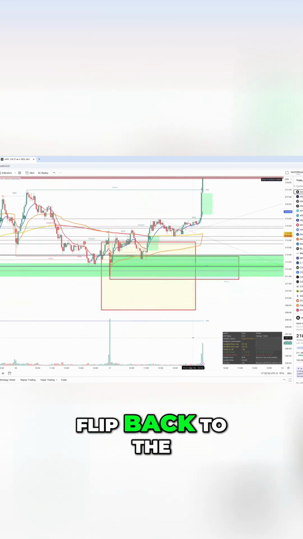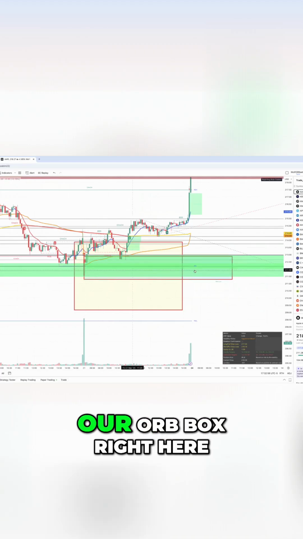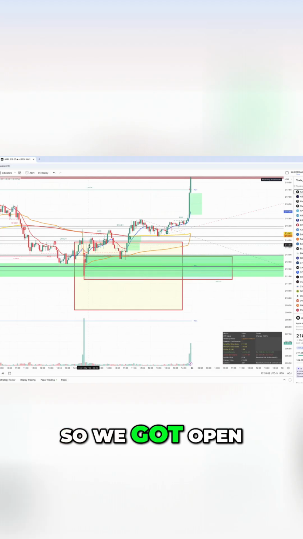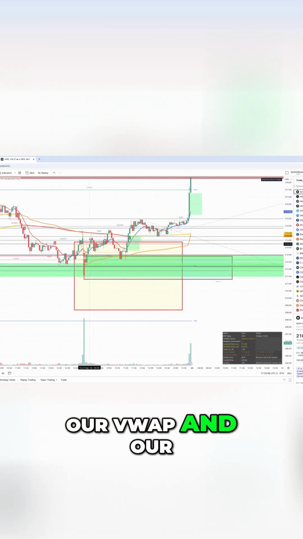So now when we flip back to the regular trading hours, let's see. We get above our ORB box right here. So we got open and closed candles above it. So we're above what? Our VWAP and our 12 EMA.